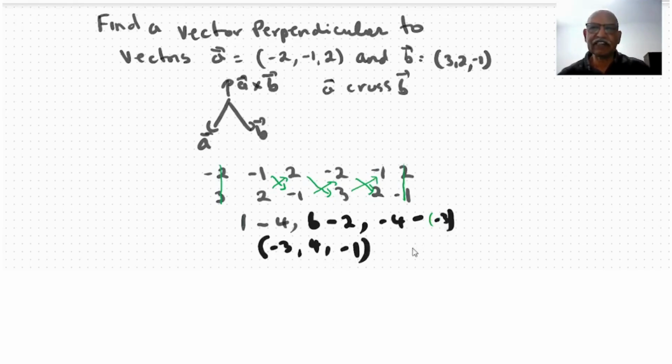So this vector is perpendicular to both of them. So I can say this vector is perpendicular. If you want to check, always in perpendicular vectors, the dot product must be equal to 0.